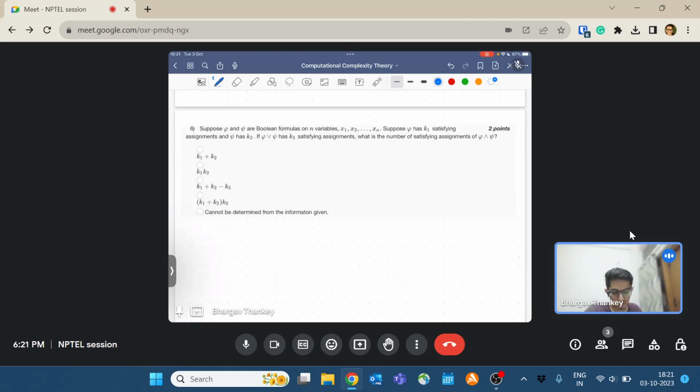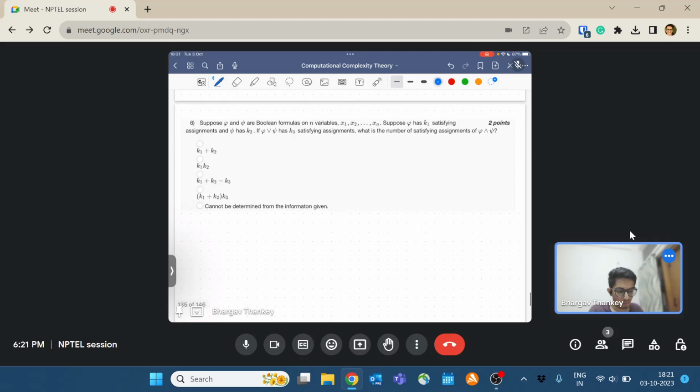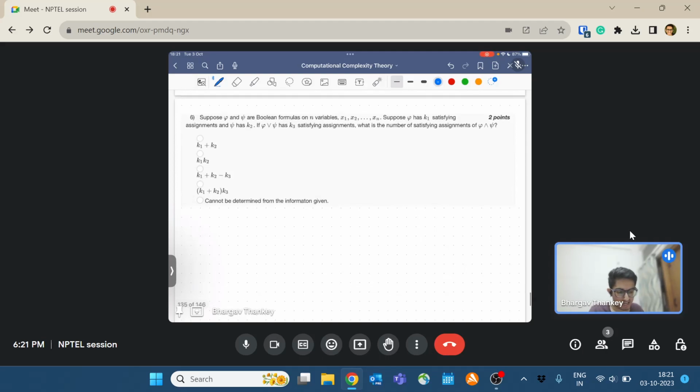So in the next problem, we have two Boolean formulas, phi and psi, on the same set of variables x1 to xn. Suppose that phi has k1 satisfying assignments and psi has k2 satisfying assignments. If phi or psi has k3 satisfying assignments, what is the number of satisfying assignments of phi and psi? The options are k1 plus k2, k1 k2, k1 plus k2 minus k3, k1 plus k2 times k3, and cannot be determined from the given information. So what would be your guess?